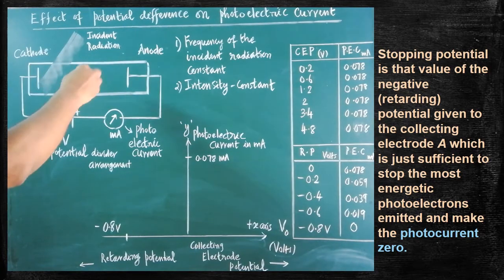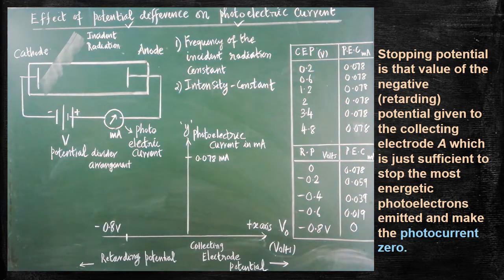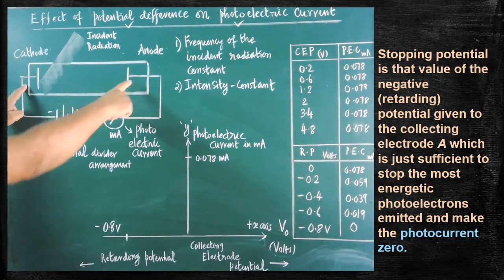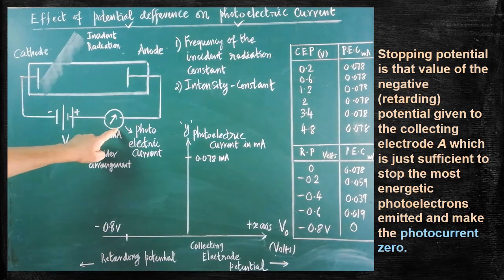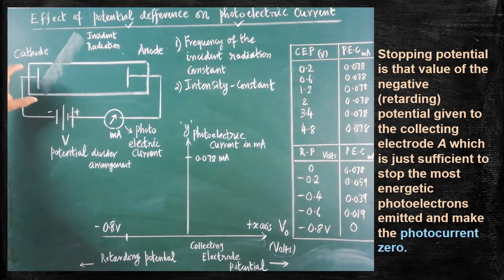So we are going to see these two terms, very important terms. Potential difference is applied across the cathode and anode. Here the photoelectric current is measured with the help of the milliammeter. Already I have explained the experimental setup which is required for the photoelectric current measurement.